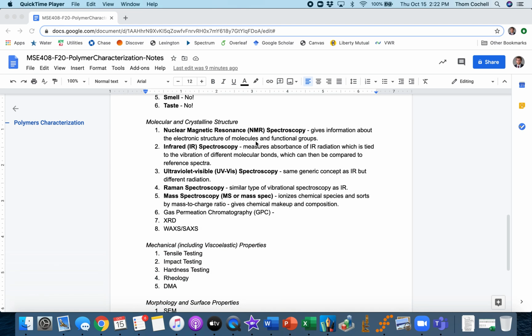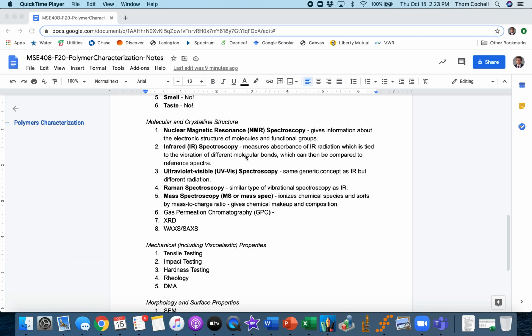All right, so next, molecular and crystalline structures. So just structure in general. We typically think about crystal structures when we talk about metals and ceramics. But when we get to polymers, oftentimes the molecular structure is just as or much more important. And so these are probably a lot of techniques that you might not be familiar with when you're talking about metals and ceramics. But these are the ones that really sort of differentiate those characterizations from polymers research.